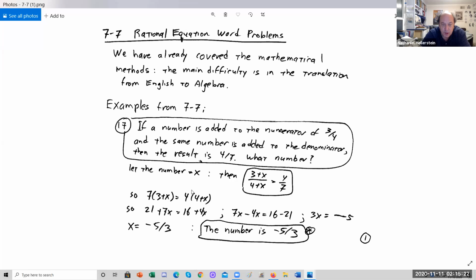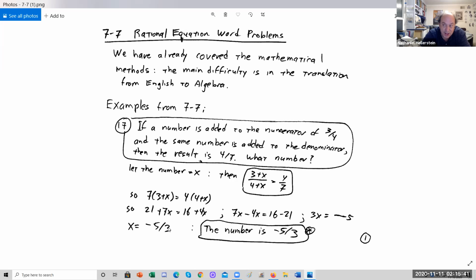After you distribute the 7 and the 4, you get 21 plus 7x. That equals 16 plus 4x. You subtract the 4x, moving it to the left. You subtract 21 from both sides, moving it to the right. We get 7x minus 4x equals 16 minus 21. That's 3x is negative 5. So x is negative 5/3.